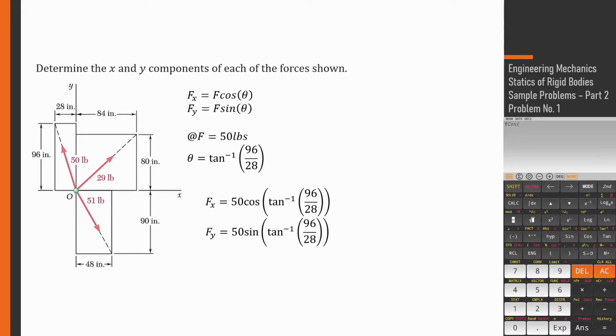So F, let's store the values there, and then cosine, and then arctangent a over b. And then the other operation, we have the force F sine arctangent a over b, in which F is equal to 50, a is 96, and b is 28. So therefore, 14 and 48. So therefore, F of x of the 50-pound force is 14 pounds and F of y is 48 pounds.